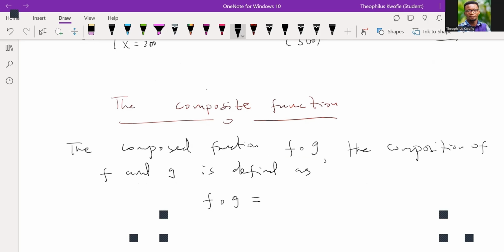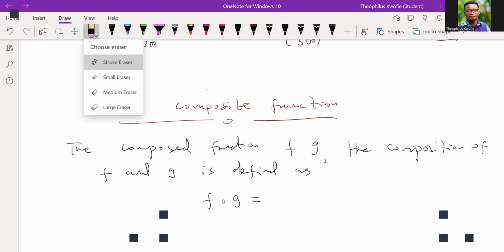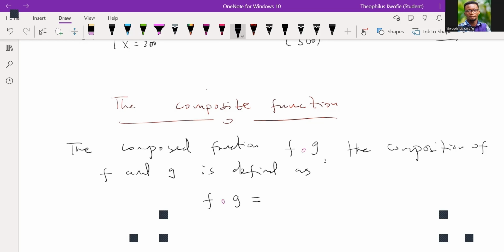For us to find the composite of this, let me write it well so that it becomes easy for you. Let me use a different pencil so that you can relate to it well. Over here, we're going to say that g becomes the input for f. By doing so, we're going to have f as this. See how we do it.